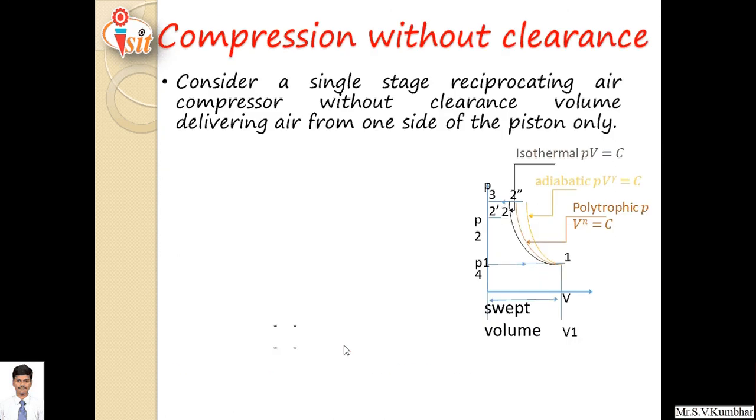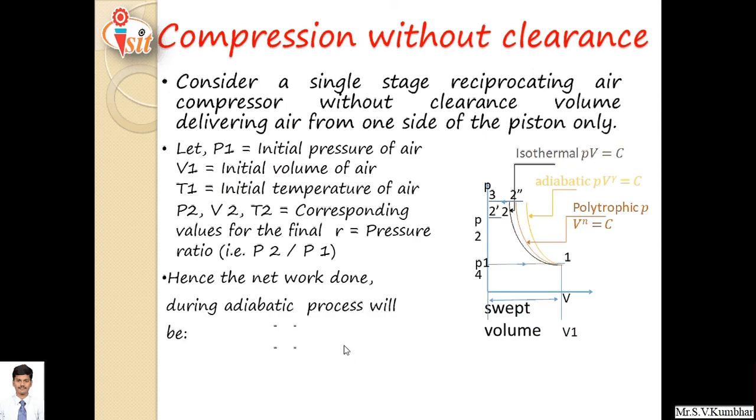Next point, compression without clearance volume. If we neglect clearance volume, consider a single stage reciprocating air compressor without clearance volume, delivering air from one side of the piston only. For the compression process, we have to assume it as either isothermal, adiabatic, or polytropic, as we don't know by which process the compression of refrigerant takes place.